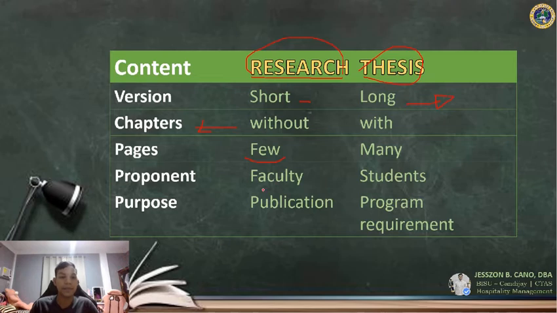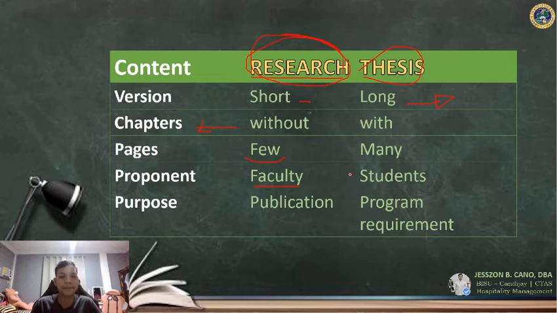And the proponents or researchers for a research type of study are usually the faculty members. So in the HM department, or any instructors in a university, we always conduct research because it is very useful, for example, in AACCUP or RQUAT evaluation, and also in the yearly requirements as an instructor.